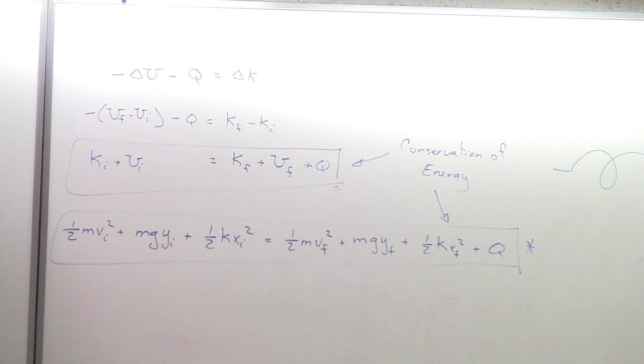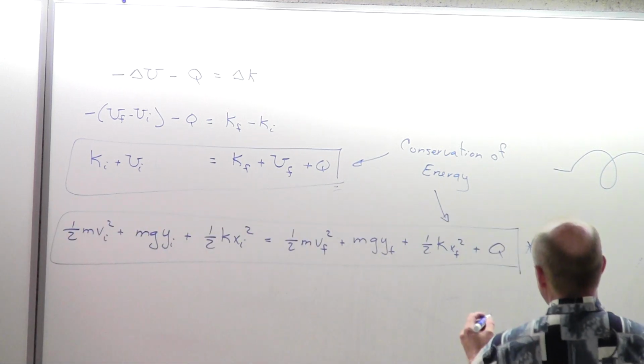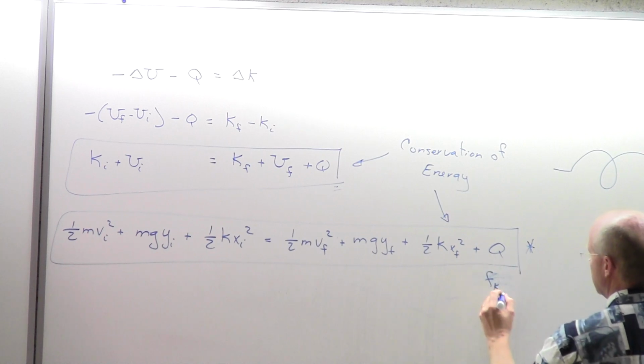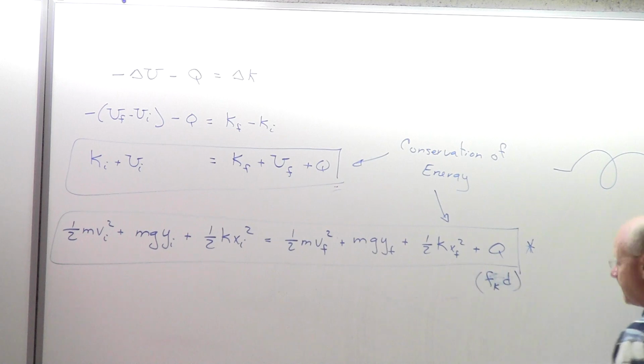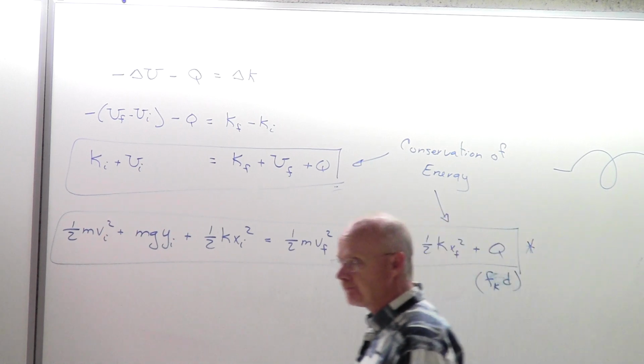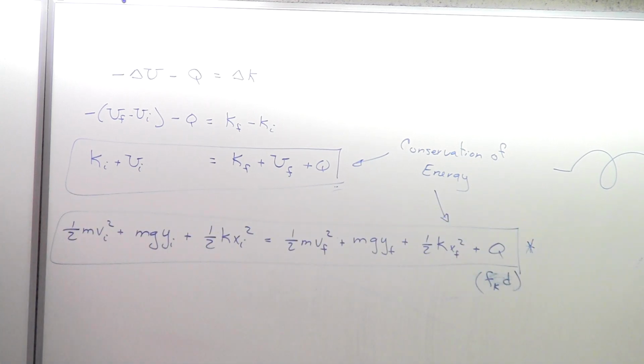The Q, well, maybe the Q will be a force of friction times distance. That's what it would be in the easiest case, and that's pretty much what we do. We don't really give you any hard cases. So most likely that's going to be it, but I don't want to say it's always going to be that way. Of course, then the force of friction has to do with the normal force, so we'd have to look at that.